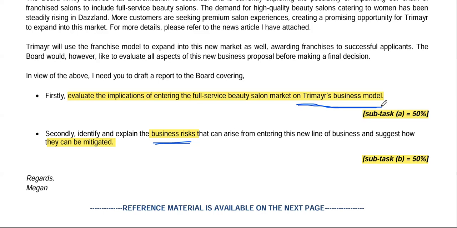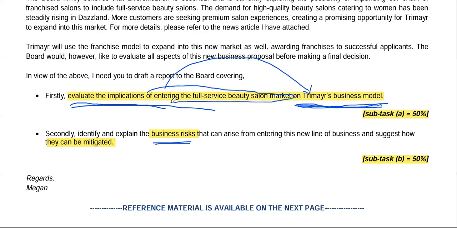So you need not waste time, closer to the exam, referring to past paper tasks. But because it's on Trimayr's business model, you should discuss the key elements. I repeat, the key elements of Trimayr's existing business model and then show application by discussing what would be the implications on Trimayr's existing business model of entering the full service beauty salon market.